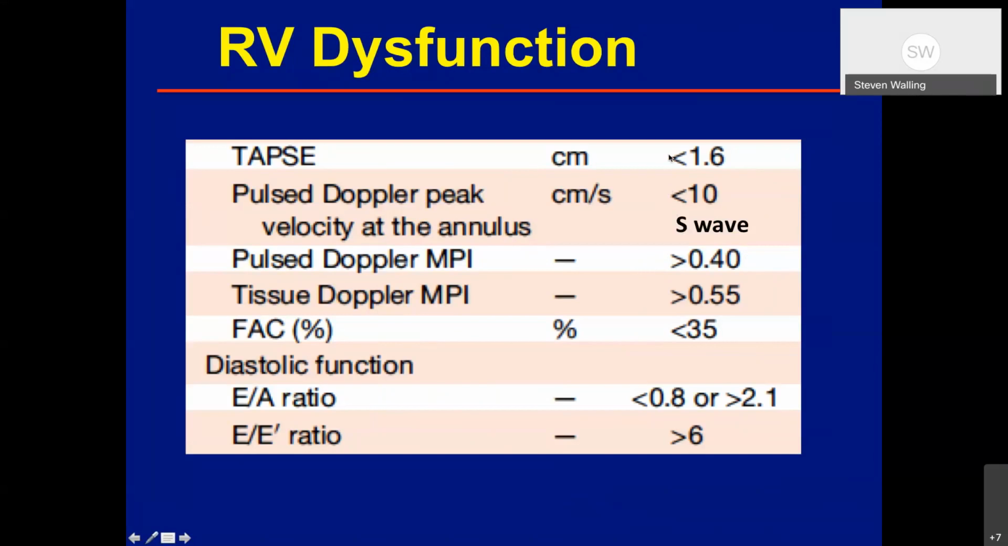TAPSE is less than 1.6 centimeters in the RV guideline by ASE in 2010. The chamber quantification guideline, I think 2015 or 2016, gave us 1.7 as normal, so a slight difference. For S prime, we use 10, precisely probably 9.5, but to make it easier to remember, it's just 10 as normal. I'm also going to talk a little bit about the myocardial performance index later on, and the fractional area change.